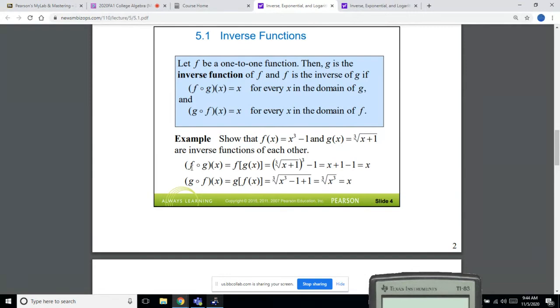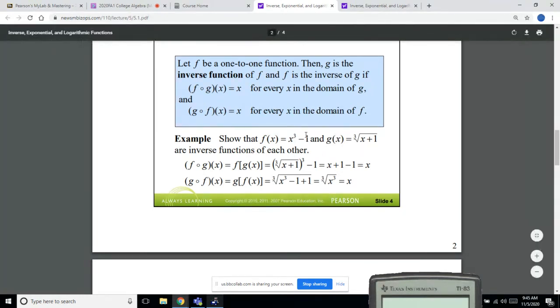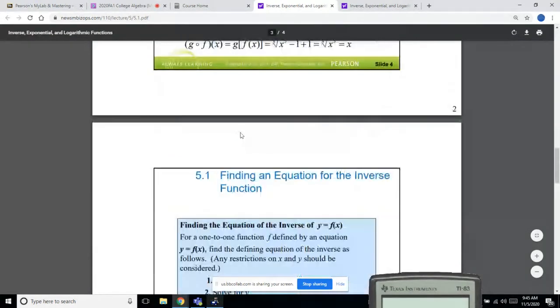If we were to find f circle g of x, notice we get x. We would substitute the g of x function into the f of x function. If we find g circle f of x, we would substitute the f of x function into the g of x function, and notice that it produces x as well. There aren't any questions on this. This is just part of the slides, just some actual proofs for inverse functions.